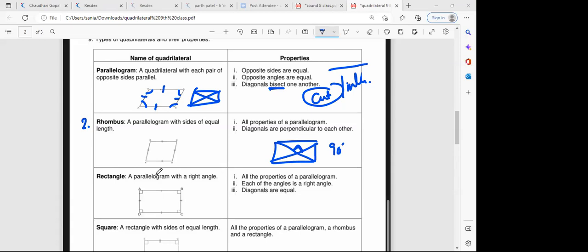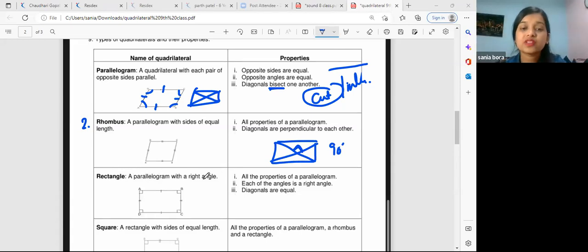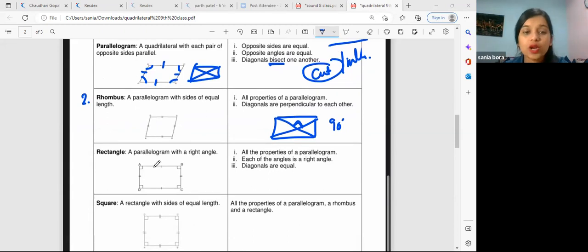Clear? Okay. Now coming to next, which is rectangle. So ma'am, what is a rectangle? A parallelogram with a right angle. So remember one thing, they all are parallelograms, right? This is also a parallelogram, but with a right angle. So that means over here, these angles are 90 degrees. Angle A is 90 degrees, B is 90 degrees, C is 90 degrees, D is 90 degrees. So they all are 90 degrees.